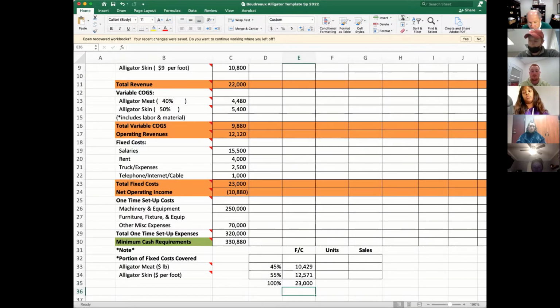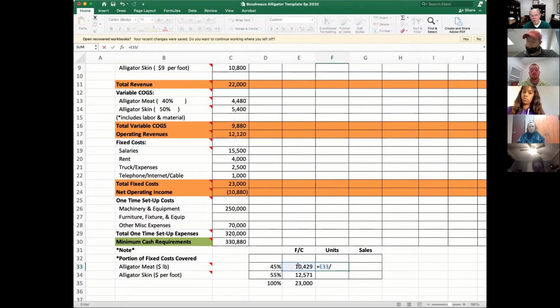So now what we need to know is how many units. Remember, we go back to our formula: fixed cost divided by the price of one unit minus the variable cost of one unit, right? So here's what we have to do. We know our fixed cost is 10,400. We divide it by the sales price of one unit.